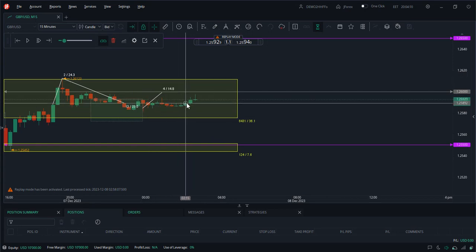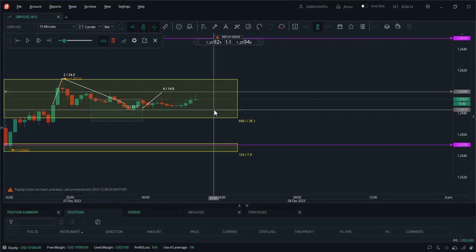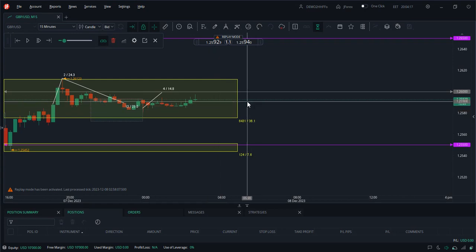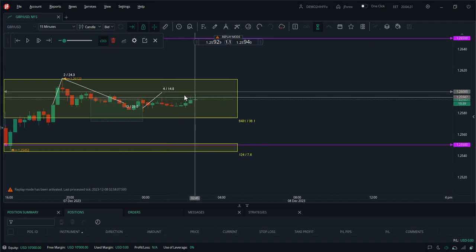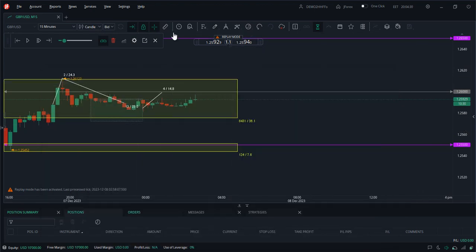Engulfing pattern on 1 hour, that's number one. Number two is the zone. Number three is the psychological level here. Number four is multiple weak rejections from our list here. Remember, everything we are doing is from this list. Alright, so let's shoot from here.